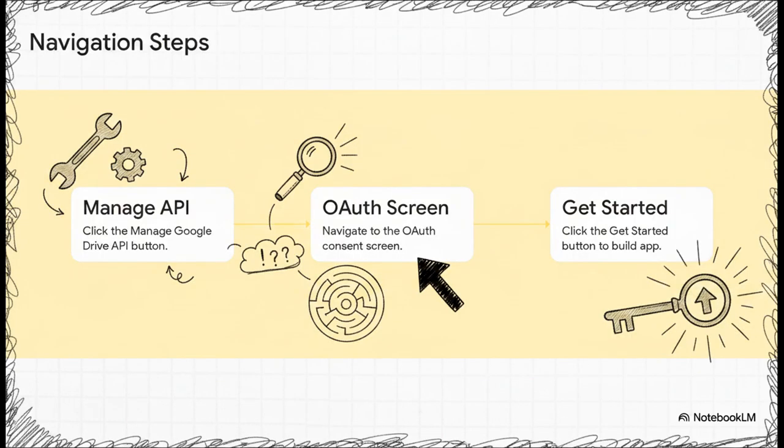Let's move to and see how this builds, because bypassing this confusion actually takes just 3 very logical steps. First, you're going to click the Manage Google Drive API button. Second, navigate directly over to the OAuth Consent Screen. You can think of OAuth as the digital bouncer for your app. Google basically forces you to set up this security checkpoint first before they'll show you anything else. And finally, click Get Started.